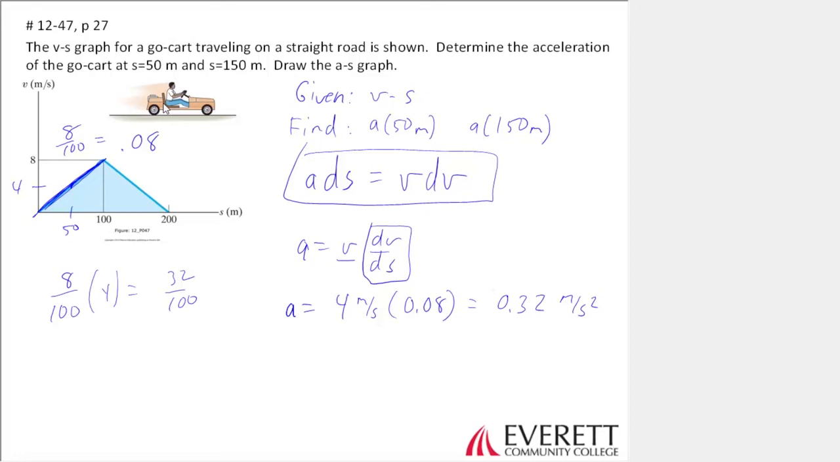Questions about that? Okay. We do the same thing for the next point, which is right here at 150. Value for v is the same. The slope is the same. It's just negative. And we end up with 4 times negative 0.08, which is negative 0.32 meters per second squared. Okay, so just keep in mind that the relationship is not exactly the same as with a-t and v-t.